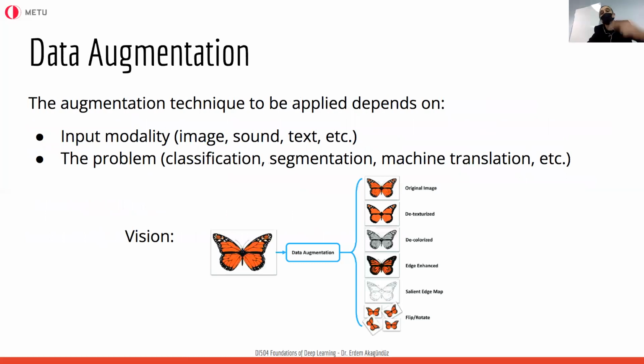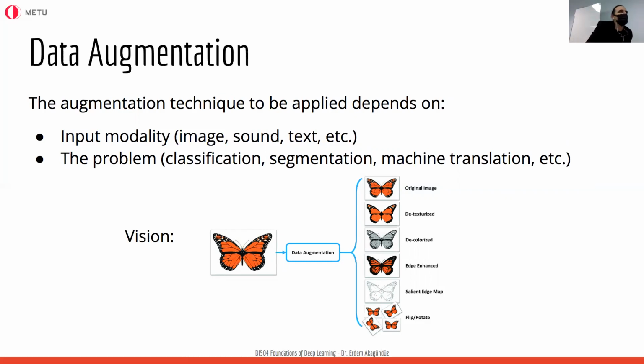Okay, the good question is how to do the data augmentation, because for different types of signals, you will do a different type of data augmentation. I mean, the type of data augmentation you apply to vision, image signals, video signals will not be the same for sound signals or text. They're totally different. It depends on the input modality, if it's image, sound, or text, and it depends on the problem as well. Is it a classification problem, localization problem, machine translation problem?